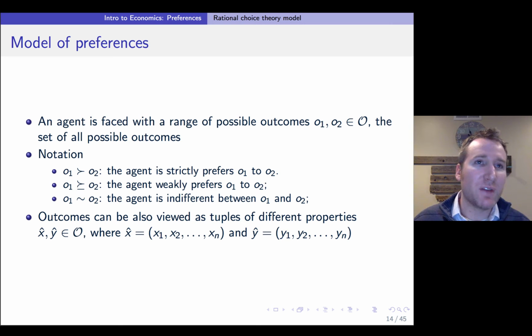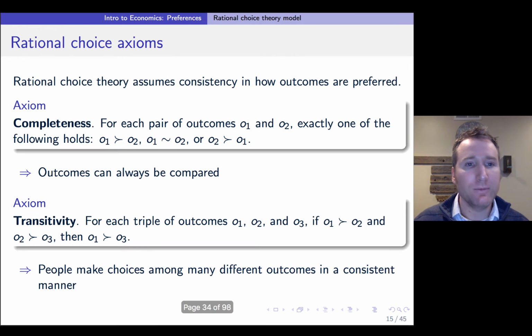Now you can think of an outcome as a single variable, but you could also treat these as a vector, where you have a tuple of different properties, and you're considering the different combinations of those constituent parts. So rational choice theory is predicated on a few fundamental axioms that essentially assume consistency in how outcomes are preferred.